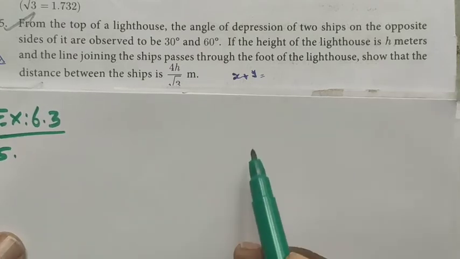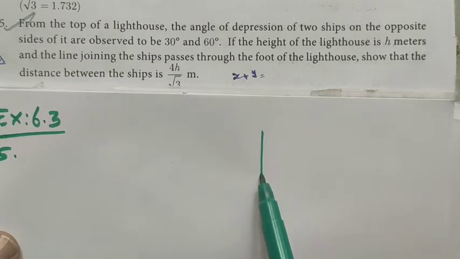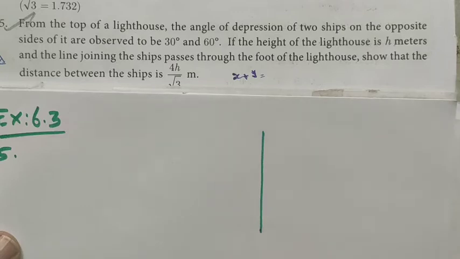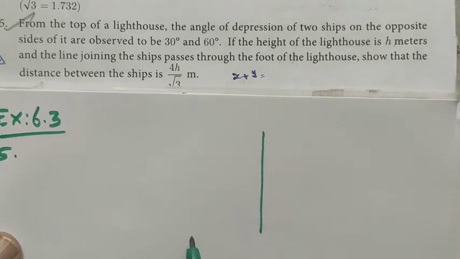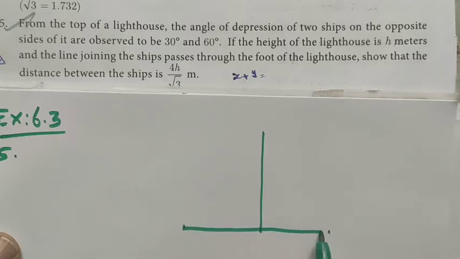See, the height of the lighthouse is given as h. Imagine this is the lighthouse, right? And the two ships are sailing on opposite sides of the lighthouse. One ship is here, another ship is here, so they will be in a straight line. We want to find out the distance between these two ships.